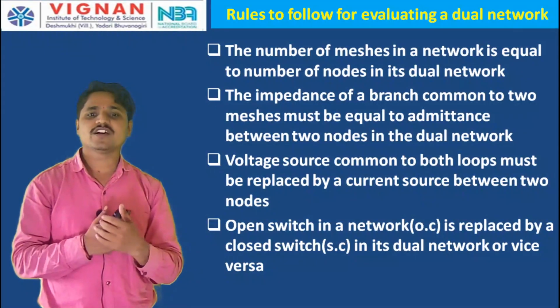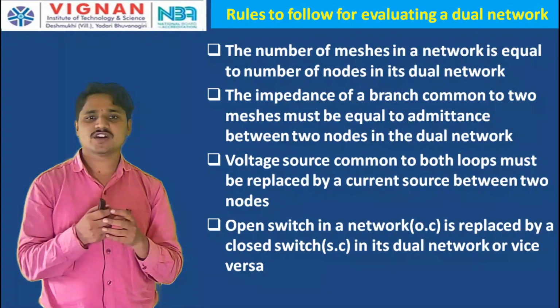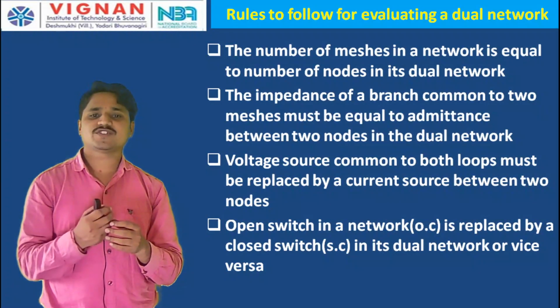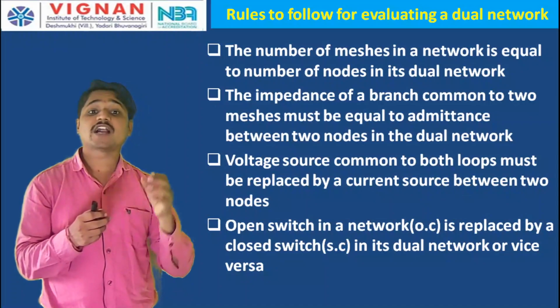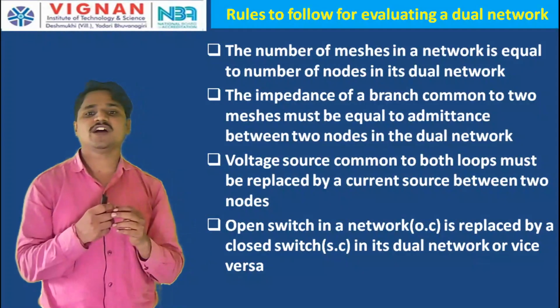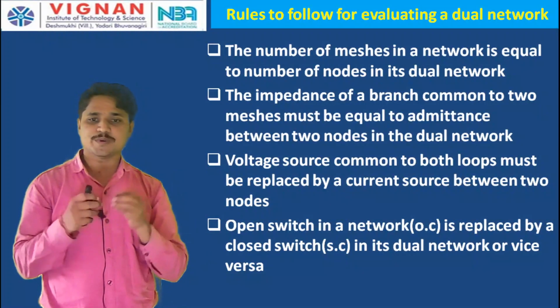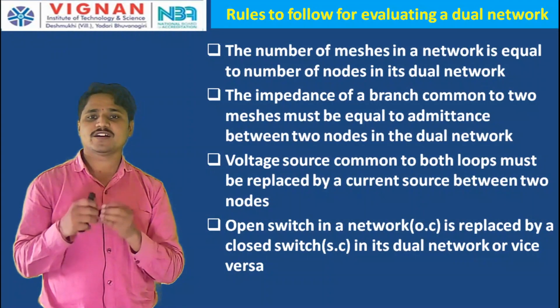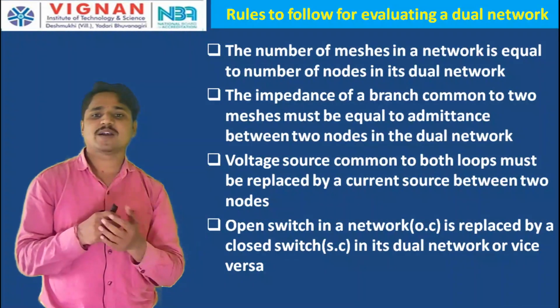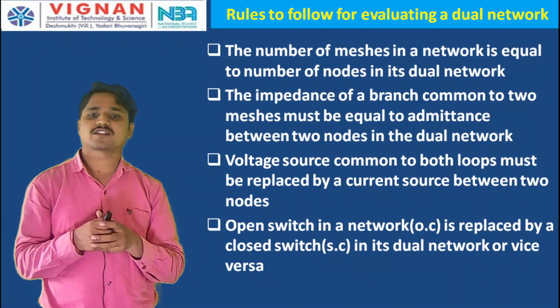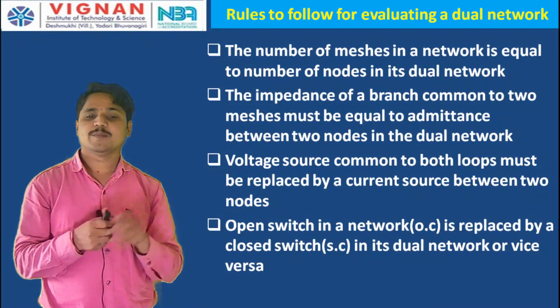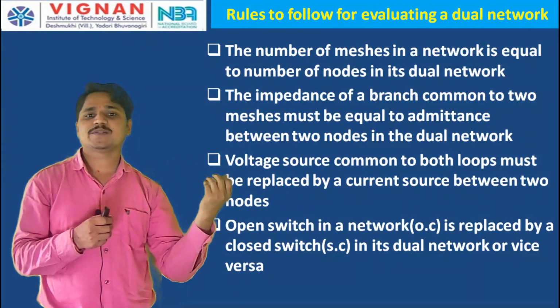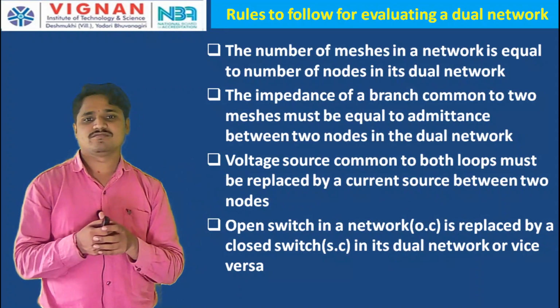The second one is that the impedance of a branch common to two meshes must be equal to the admittance between the two nodes in the dual network. So, impedance in the given network must be equal to the admittance in the dual network. Impedance between the two meshes, admittance between the two nodes.